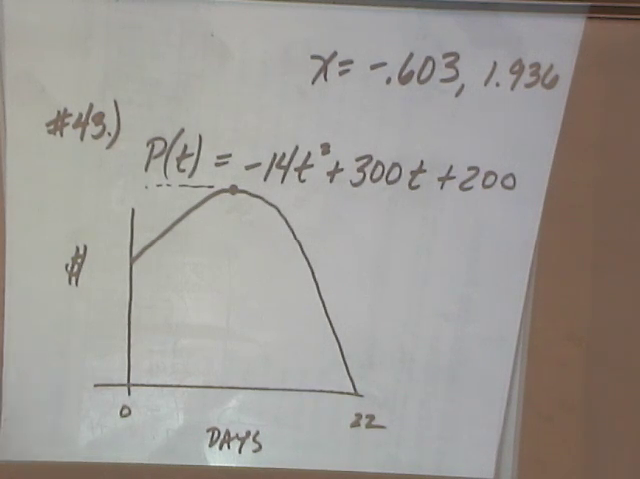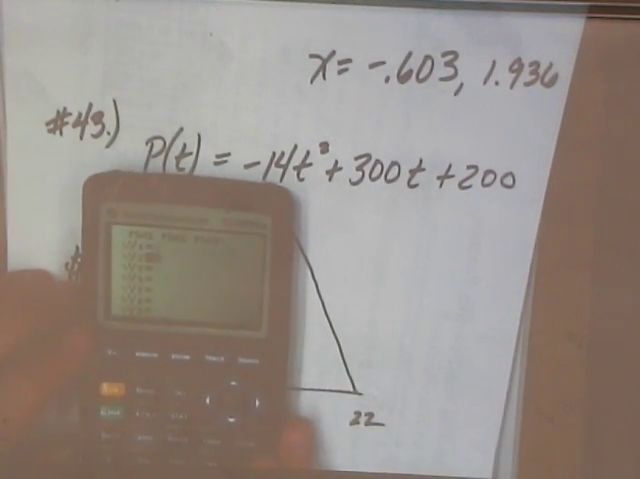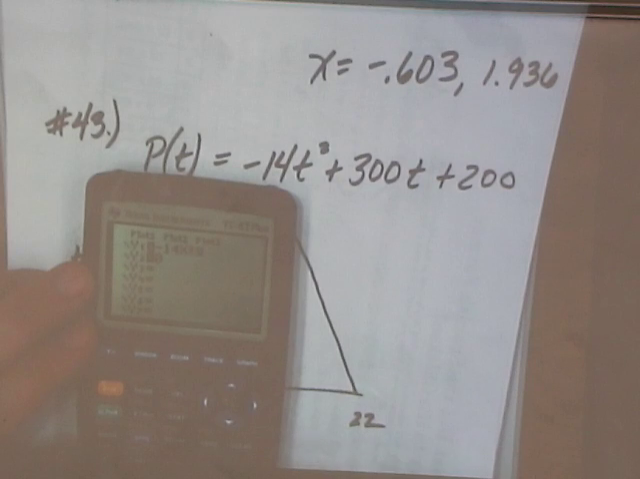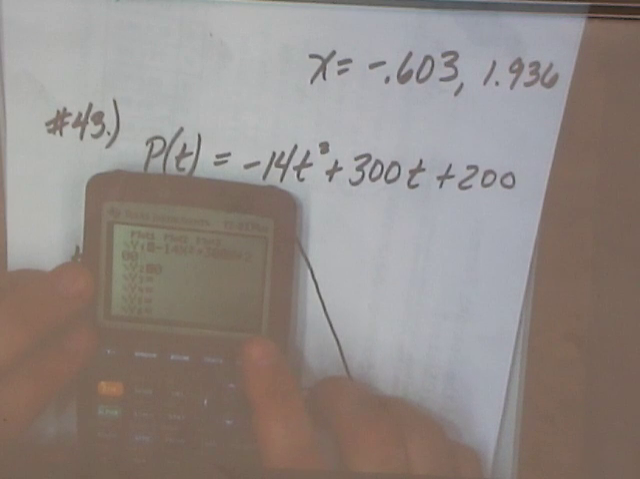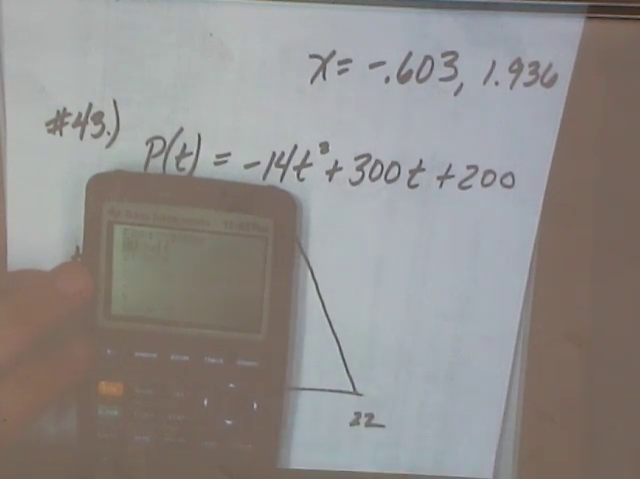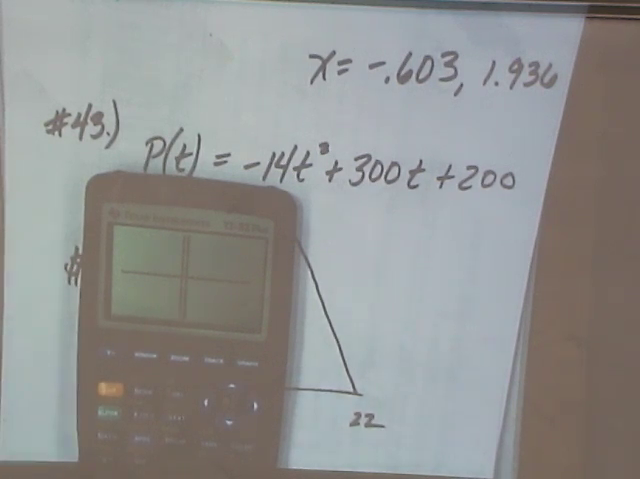Y equals, and then let's graph it. What did I put in wrong? Here. What the heck's going on? Put X instead of T. Yeah, you put X.